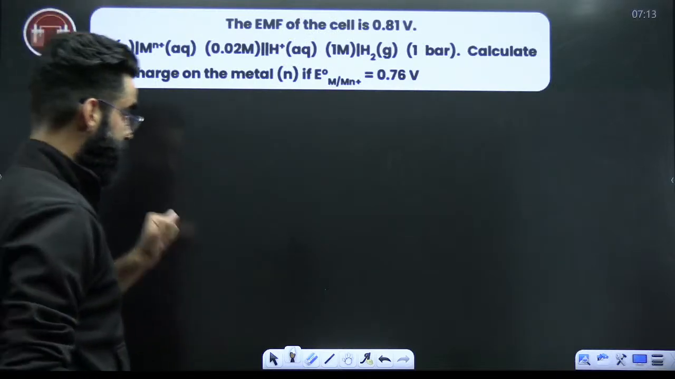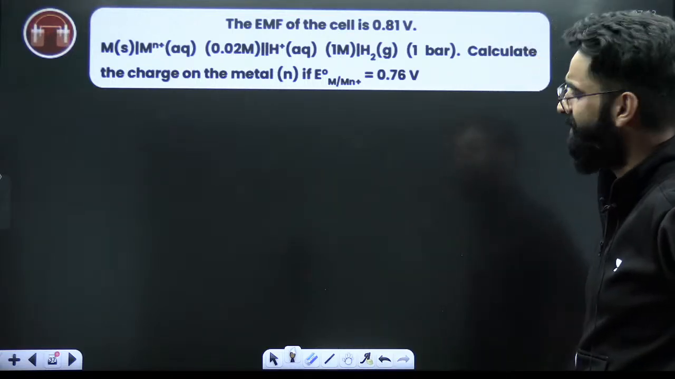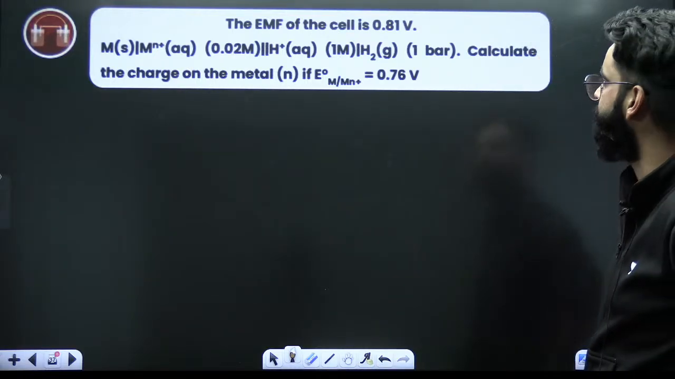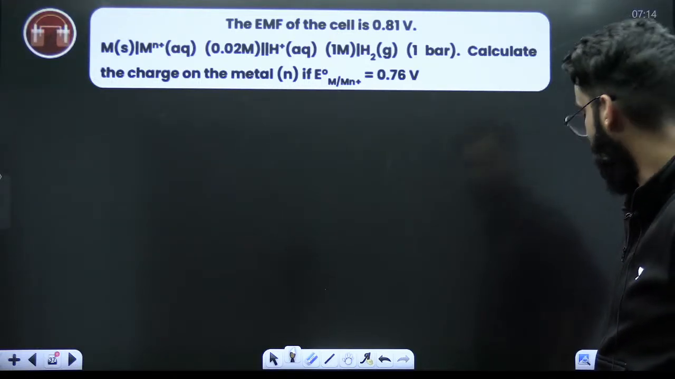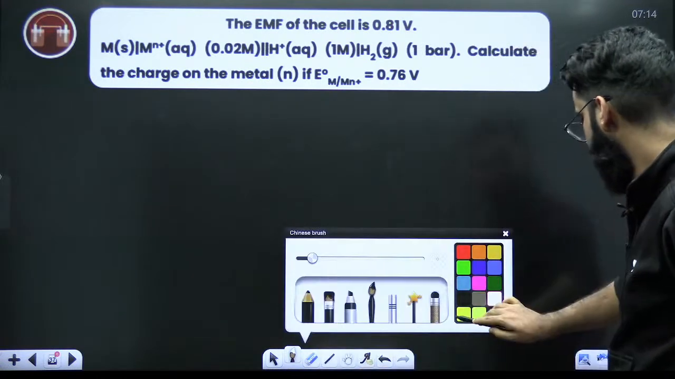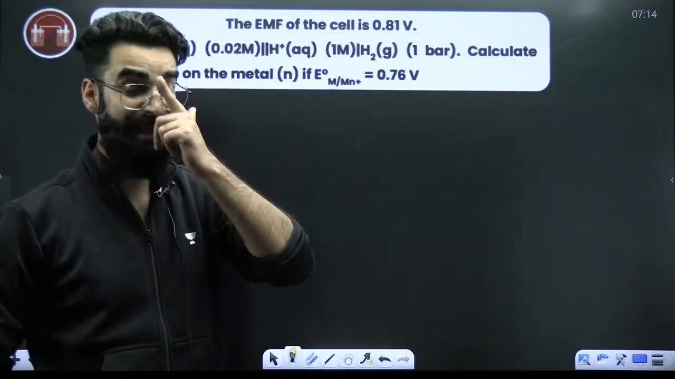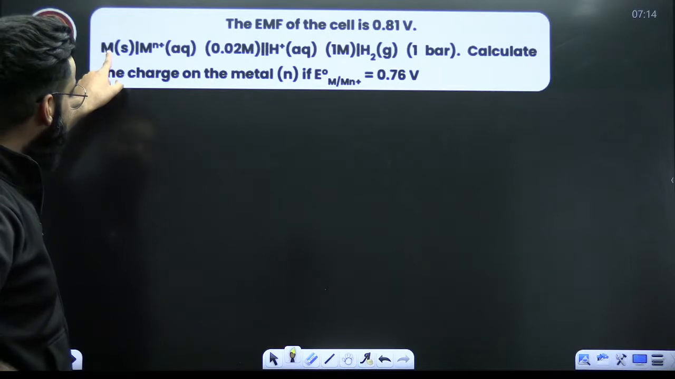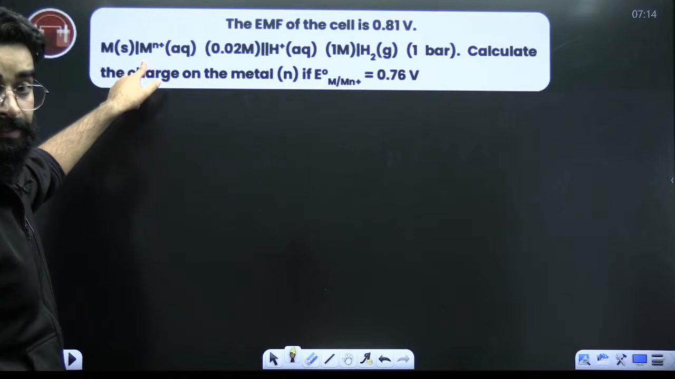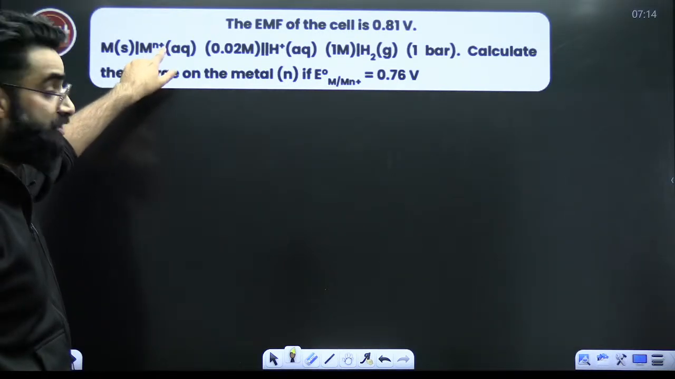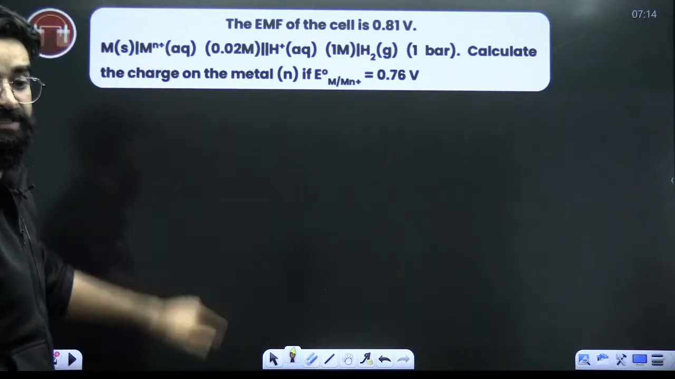Look at this particular question now. See, guys, the EMF of the cell is given, 0.81 volts. Calculate the charge on the metal. See what the question exactly says. As far as the question is concerned, M is getting converted into M n positive, right? So basically, as per the question, we are supposed to calculate the charge present on the metal ion. We have to get this particular n value, the charge present on the metal ion.